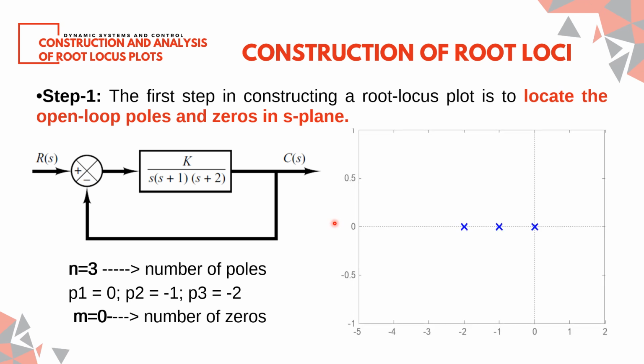Since we already have the poles and zeros, we're now ready to plot them in the S-plane. So here's the plot of our root loci. The number of poles is 3, and we have 0, negative 1, and negative 2. Here we have 0, negative 1, and negative 2. And this is our first step in constructing the root locus plot.